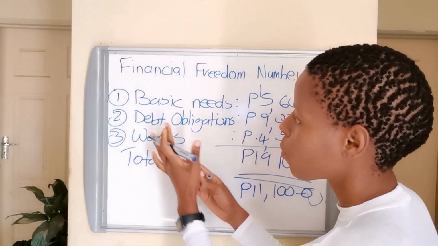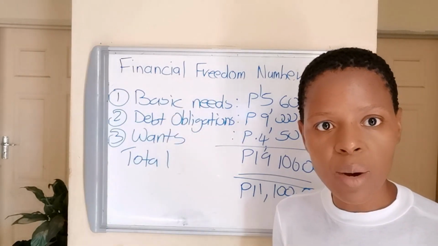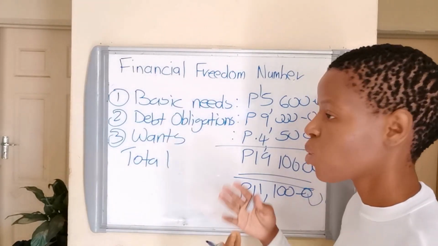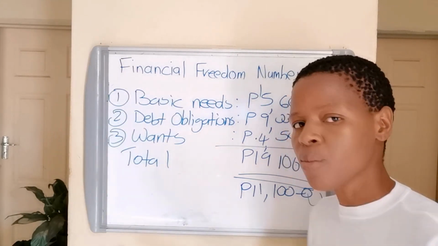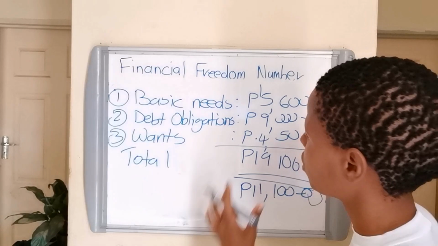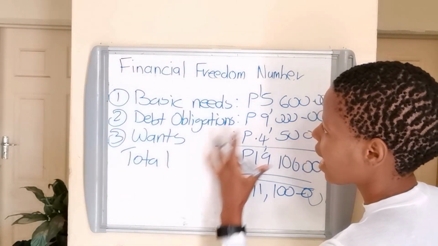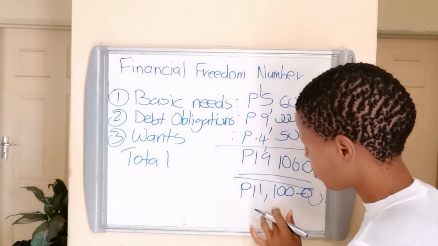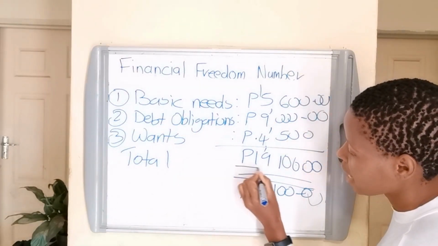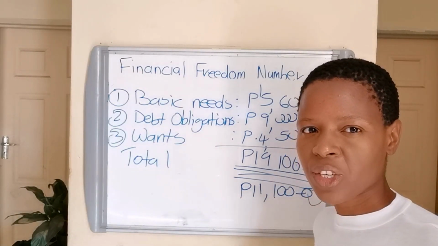So you just need to play around with this number. And also even your basic needs, you can play around with them. If maybe you are living in a certain location that is expensive, you can move to a cheaper location, then you are lowering your basic expenses. So every pula that you cut from any of these categories is a pula that you do not have to worry about replacing to get to your financial freedom number.